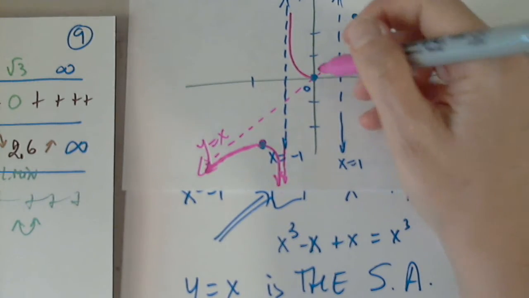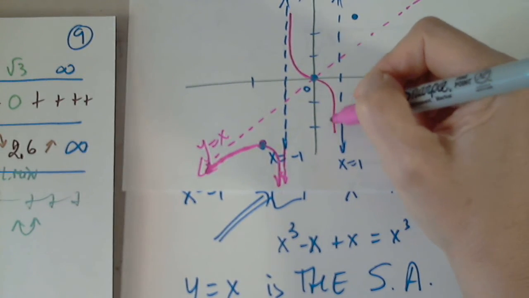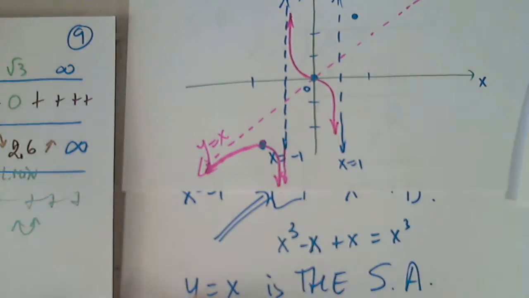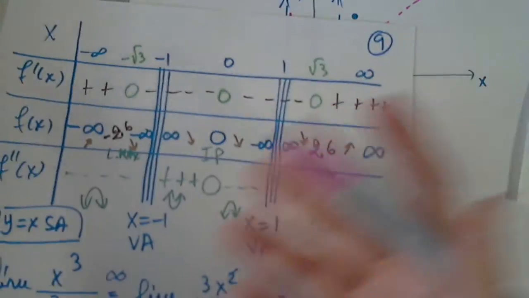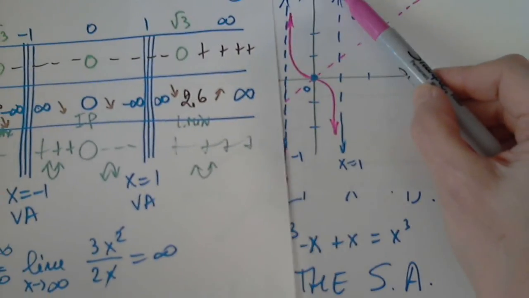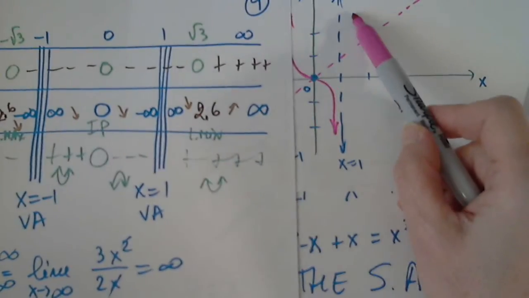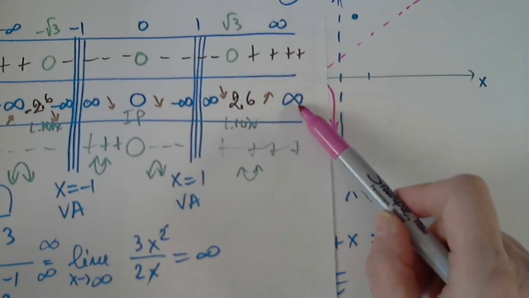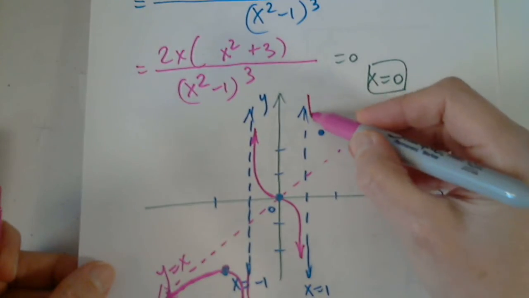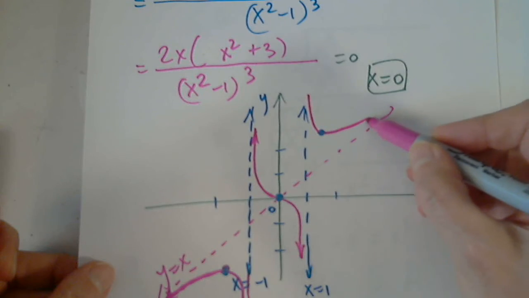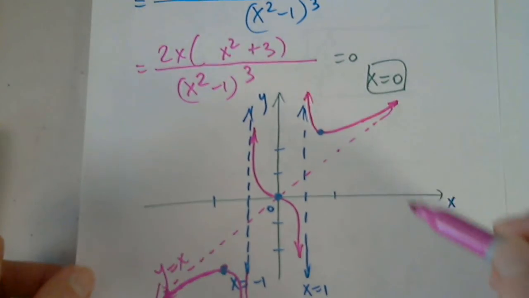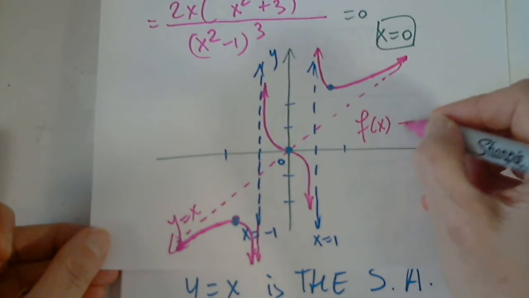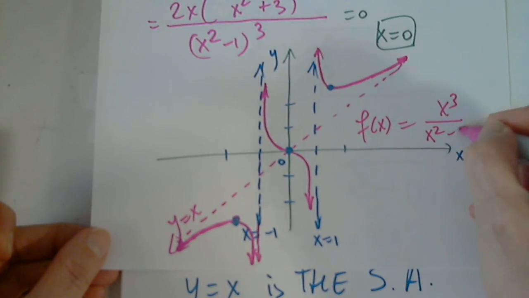Opening up, because this is the inflection point, and now changing concavity, opening down. It's symmetric, I don't even need to look. It has to be over there, but it is from infinity on this side, coming down to the local minimum and going asymptotically. It has to approach the asymptote towards infinity. I didn't need that because I saw it here. So this is the local min and going up. And this was f of x, x cubed over x squared minus 1.